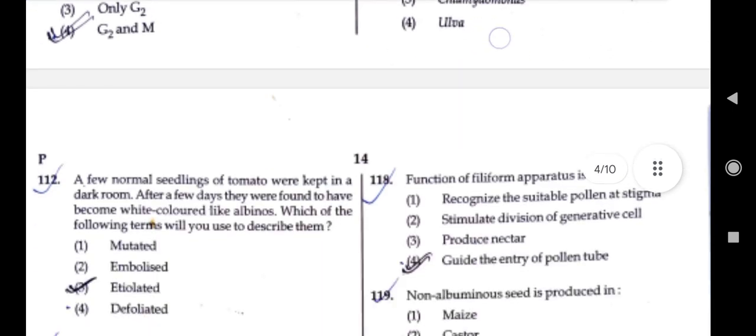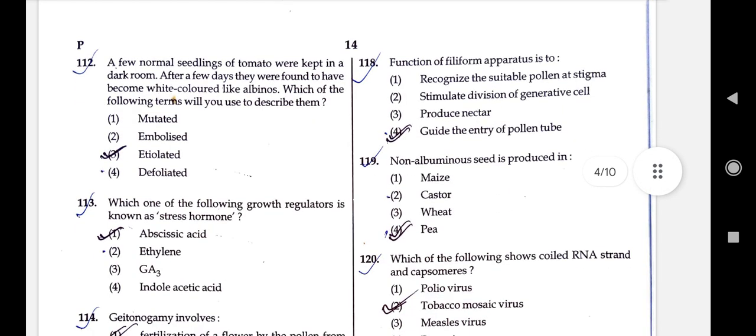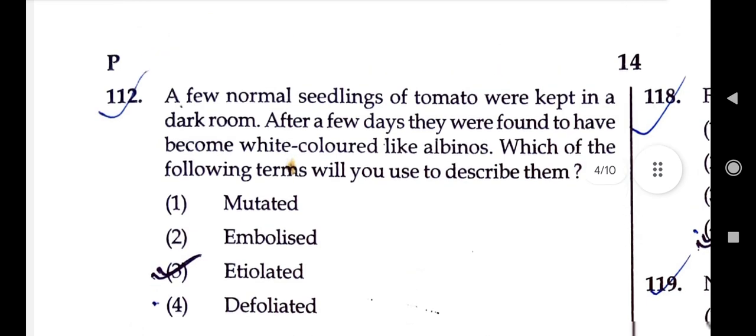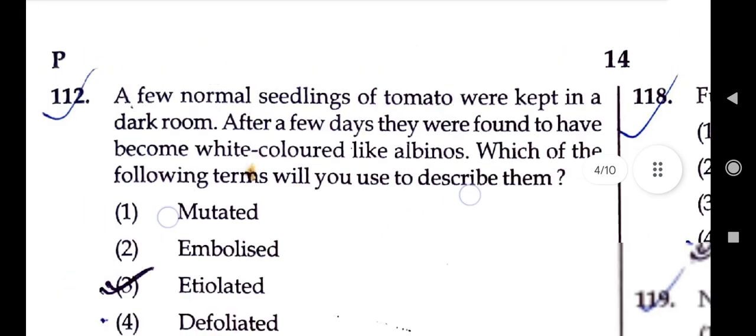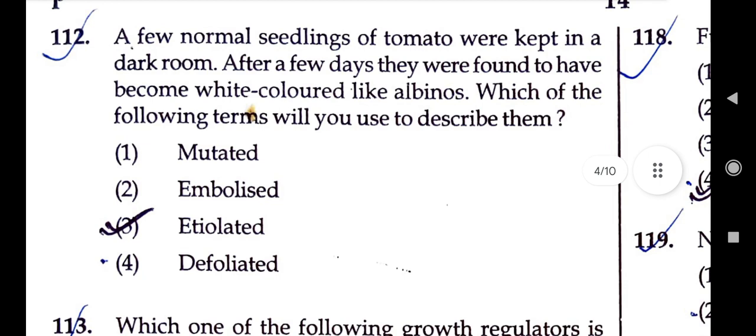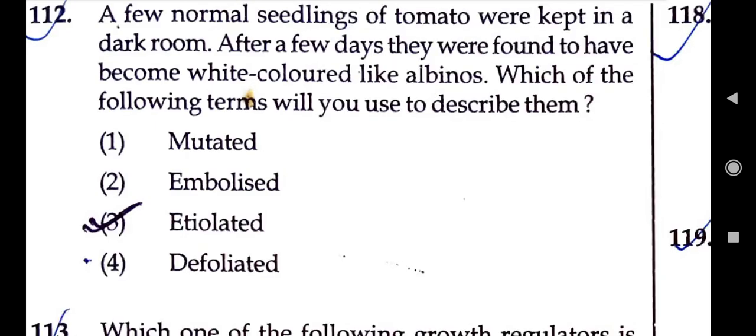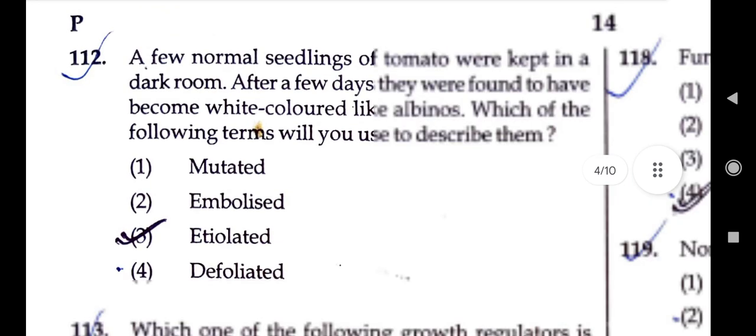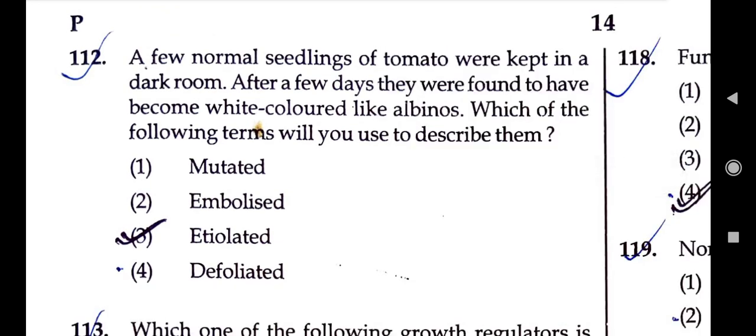Let's see the next question, students, number 112. I want to zoom so that it will be visible very carefully. Okay, students, let's see question 112. A few normal seedlings of tomato were kept in a dark room. After a few days, they were found to have become white colored like albinos. Which of the following terms will you use to describe them? Option three is the correct option, etiolated. Okay, students. Option one, mutated. This is wrong. Option two, embolized. This is also wrong. Option four, defoliated. This is also wrong. So the correct option is option three, etiolated.